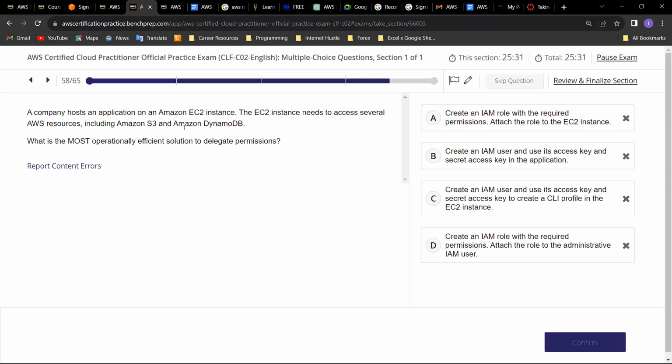A company hosts an application on an Amazon EC2 instance. The EC2 instance needs to access several AWS resources, including Amazon S3 and Amazon DynamoDB. What is the most operationally efficient solution to delegate permissions?